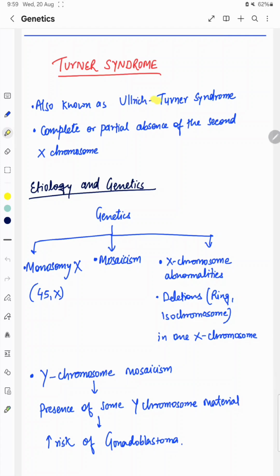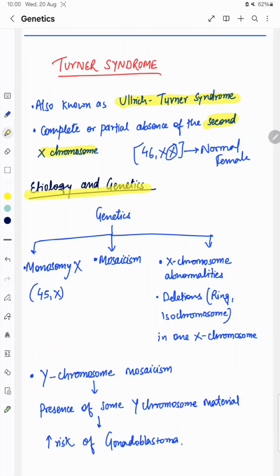Also known as Ullrich-Turner syndrome. In Turner syndrome, there is either complete or partial absence of the second X chromosome. As we know, a normal female karyotype is 46,XX. This is for the normal female. But in Turner syndrome, one copy of the X chromosome is lost, either completely or partially.